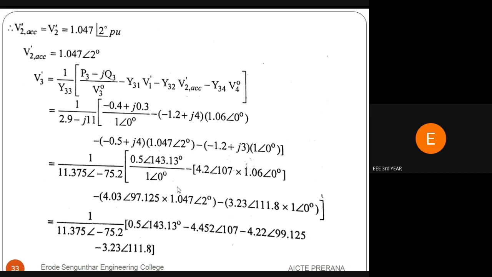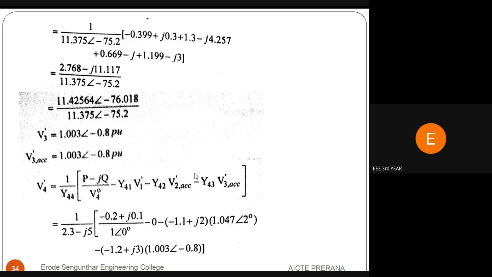Again, we have to rearrange this formula into rectangular form or polar form and solve it. Finally, we will get V3 new equal to 1.003 at an angle minus 0.8 per unit. Here V3 dash and V3 accelerated value are the same. They become the same because the alpha value is given as 1. If alpha is 1, then the V new value is always equal to the V accelerated value. So V3 new value is equal to 1.003 at an angle minus 0.8.